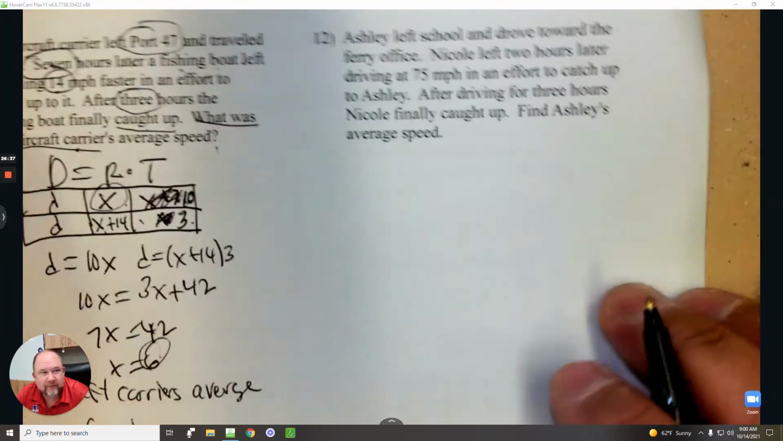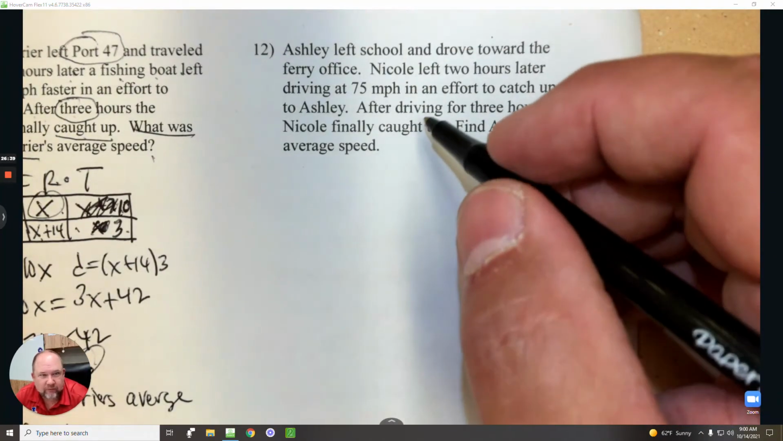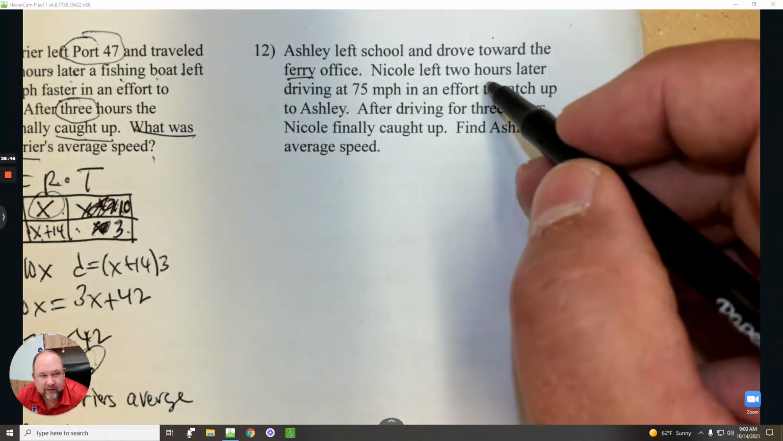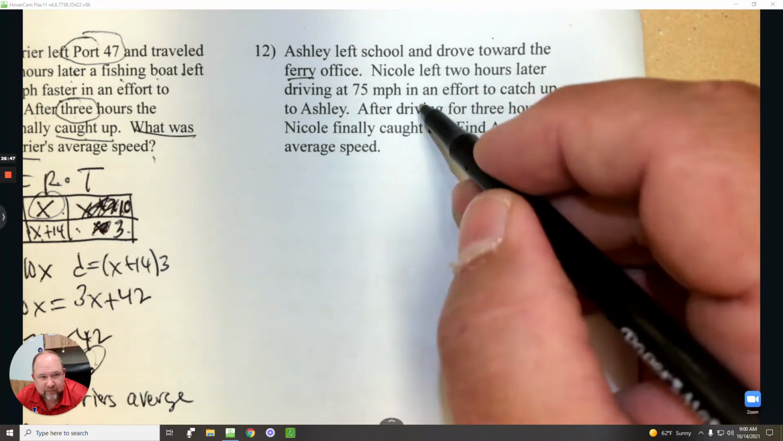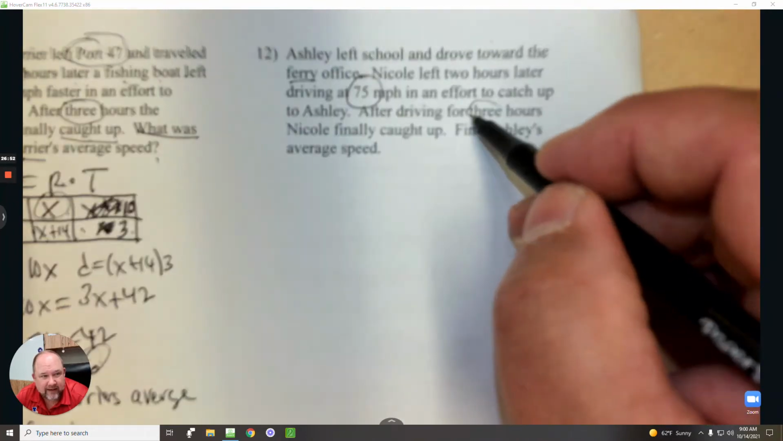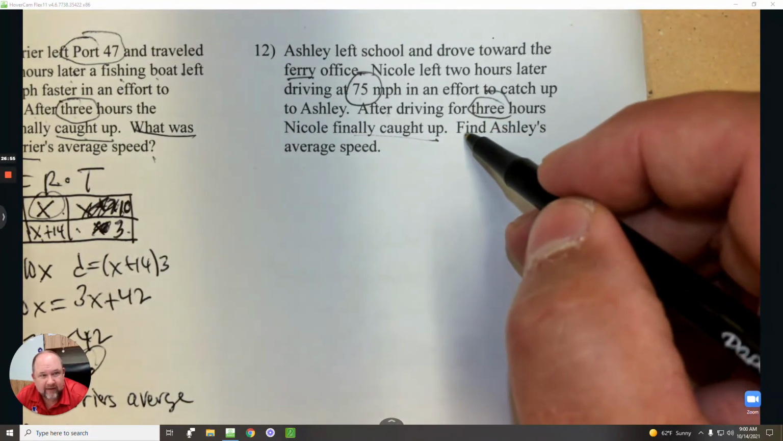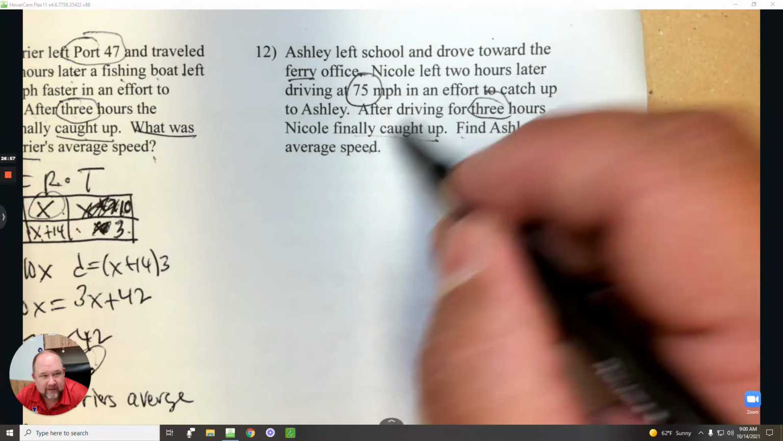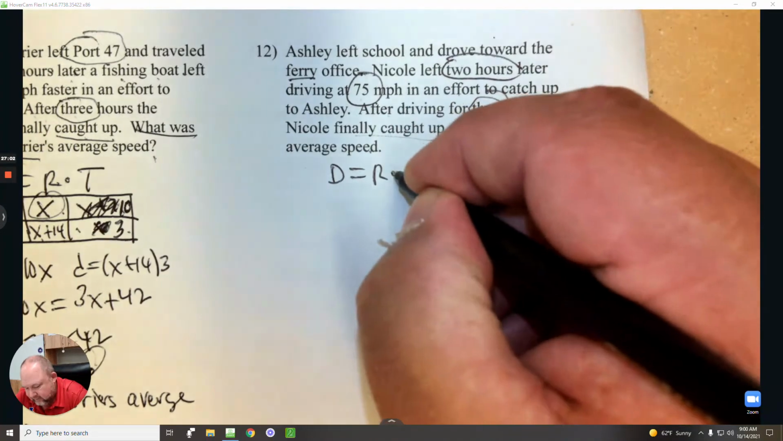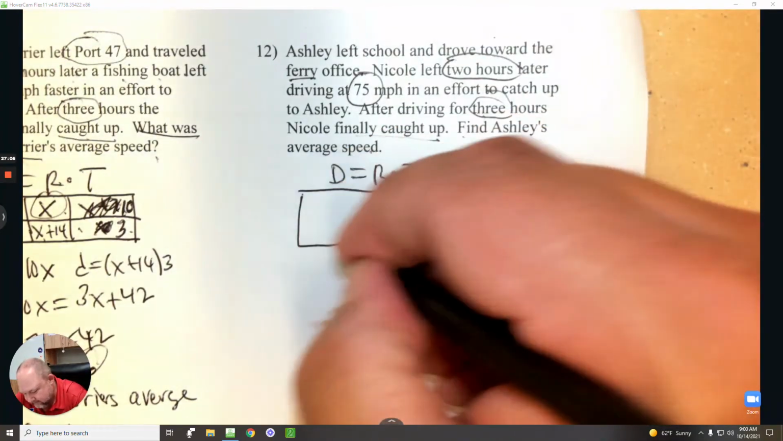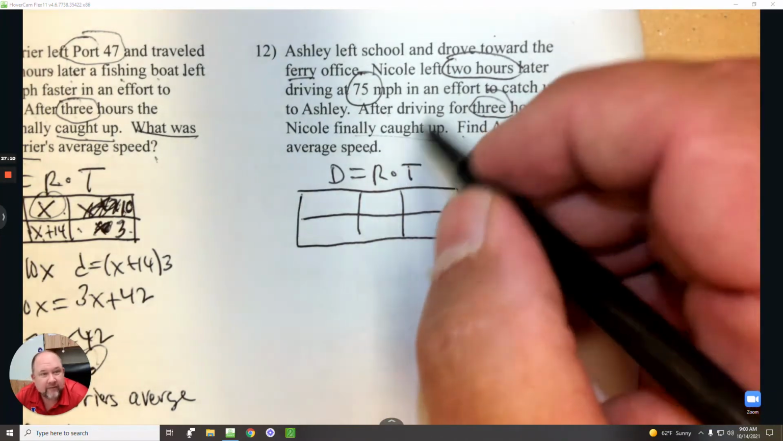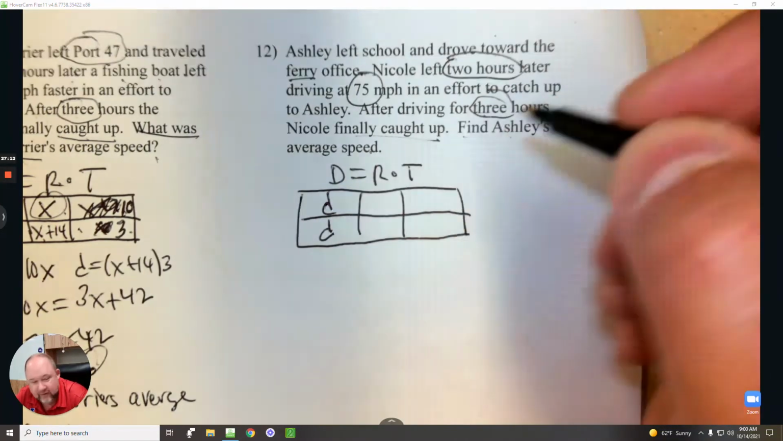All right, one more like this, number 12. Ashley left school and drove towards the ferry office. Yay, that's a boat. Nicole left 2 hours later, driving 75 miles per hour in an effort to catch up. After driving for 3 hours, Nicole finally caught up. Find Ashley's average speed. So we have 2 hours and 3 hours. Let's just break this down again. Distance is equal to rate times time. If they caught up to each other, the distance is the same. I don't know what it is, but it's equal.